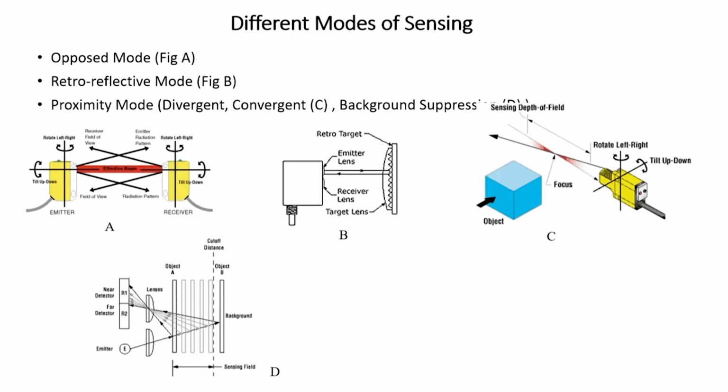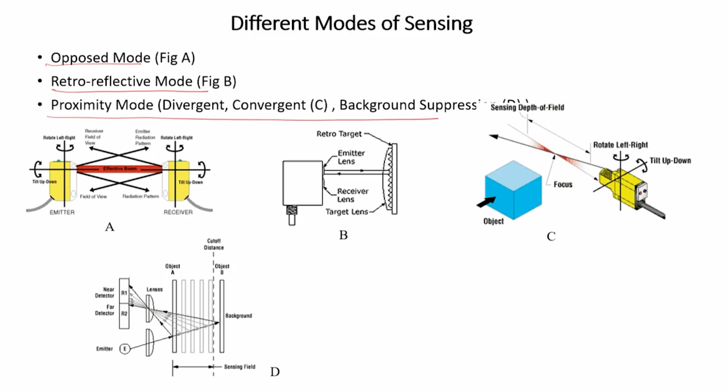So there are many variations of it, like there is an opposed mode one, there is a retroreflective mode, and there is a proximity mode. Proximity mode also can be of two types, divergent and convergent. So we can have a look at each one of these systems, one by one.